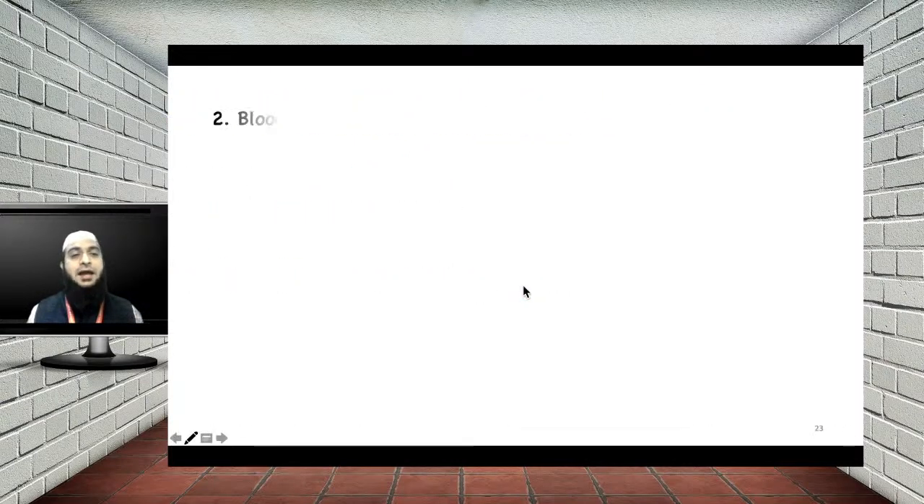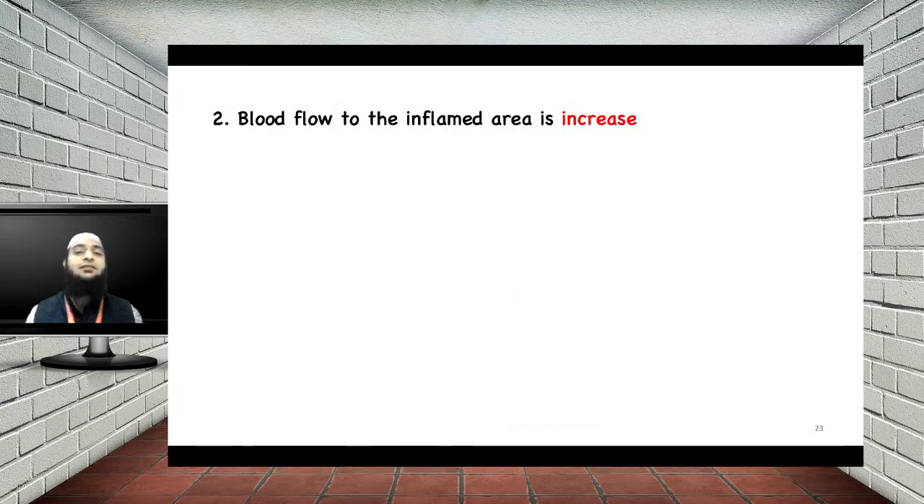The second reason is that the blood flow to the inflamed area is increased, and it is very logical, because if you see the color of the inflamed area, that area is always red in color. Why is it red in color? Because there is vasodilation, and due to vasodilation there is a greater amount of blood flowing at the inflamed area.